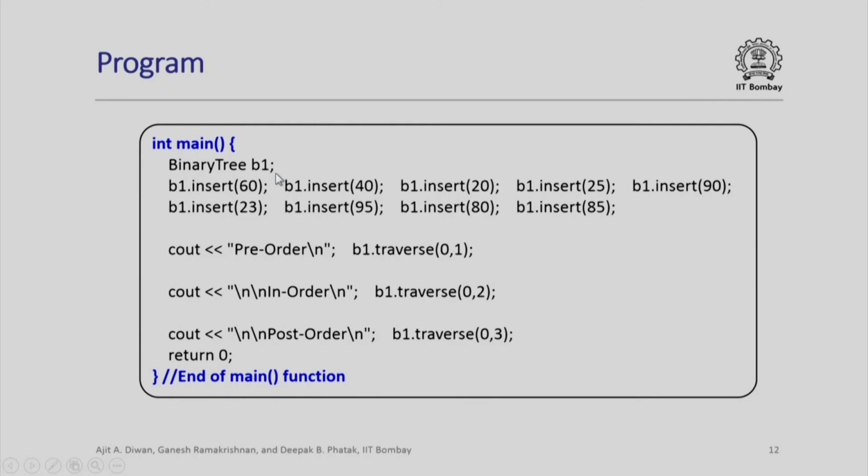So, binary tree is declared as B1. First of all, I will simply insert in this tree in the order in which they come. We assume that the values come in the order 60 followed by 40 followed by 20 followed by 25. Notice this is the same order in which we saw how the tree was getting constructed. We use insert, insert, insert, insert, insert. Now, the pre-order traversal, the B1 dot traverse 0 and 1. For in order traversal, we use the order value 2, and for post order traversal, we use the order 3.